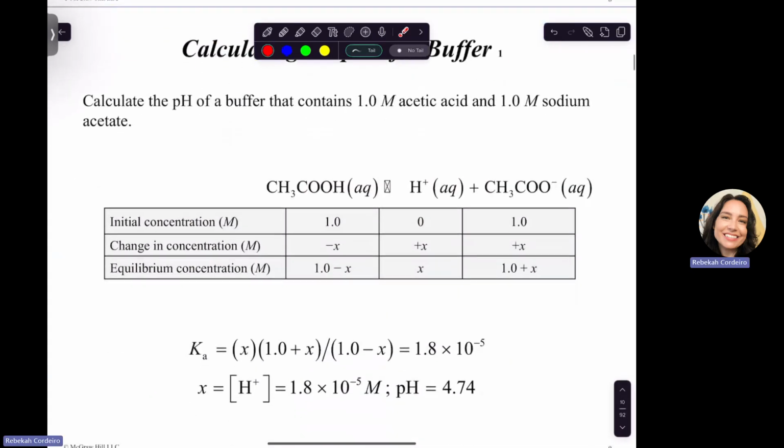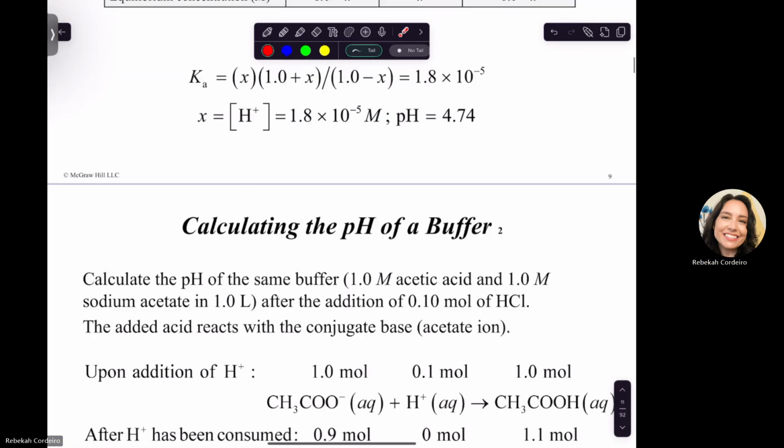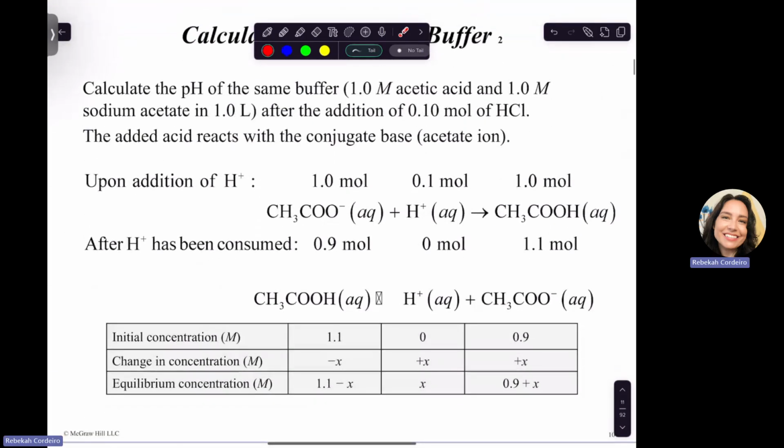So what do we do with this with respect to ICE tables? Let's say we start with equal molar of our acid and our base. And so we establish a pH. We would do this whole regular ICE table stuff. We establish a pH, 4.74. Let's say we add H plus. So we add 0.1 mole of H plus.